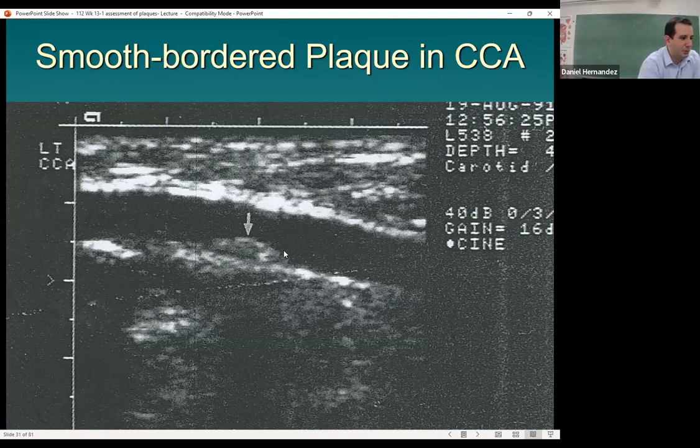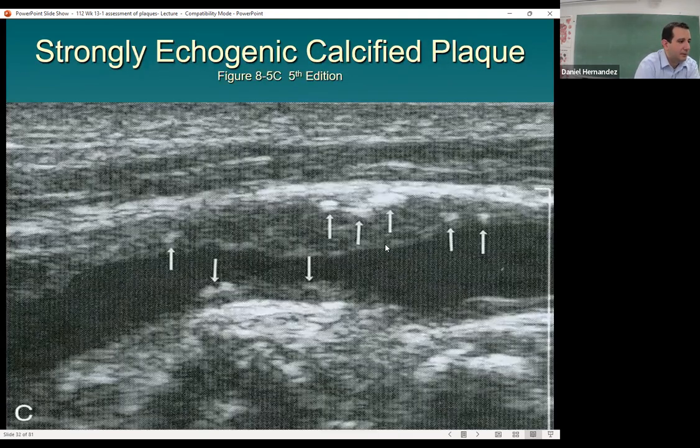This is a nice smooth bordered plaque. This would be more moderate, maybe some starting to get some calcifications within it. Looks like there might be a little shadowing actually. So here we could see some diffuse echogenicities within this plaque starting to develop. Some of these arrows are pointing to some areas that are starting to become calcified.